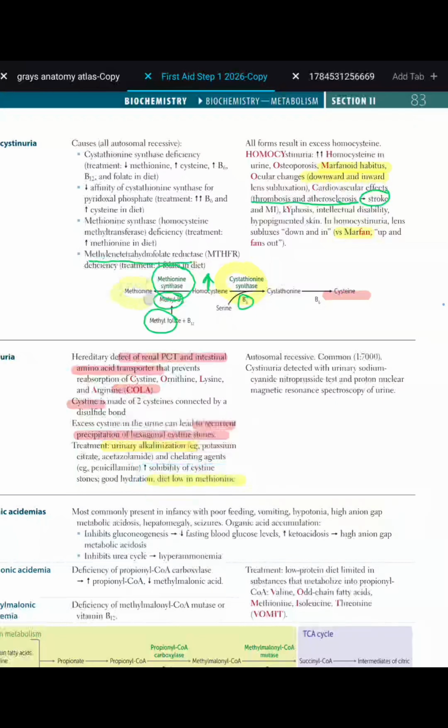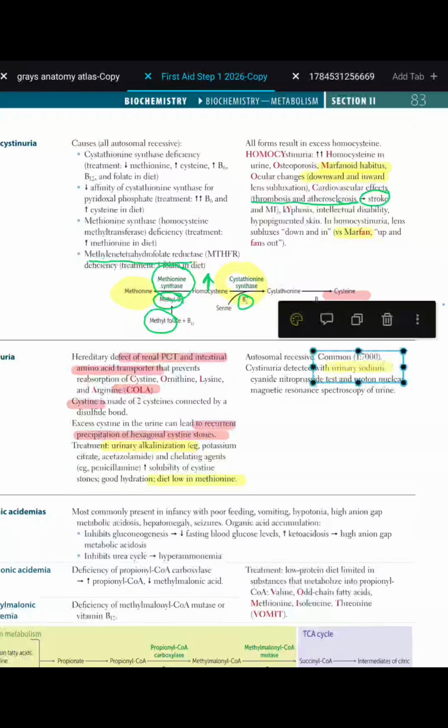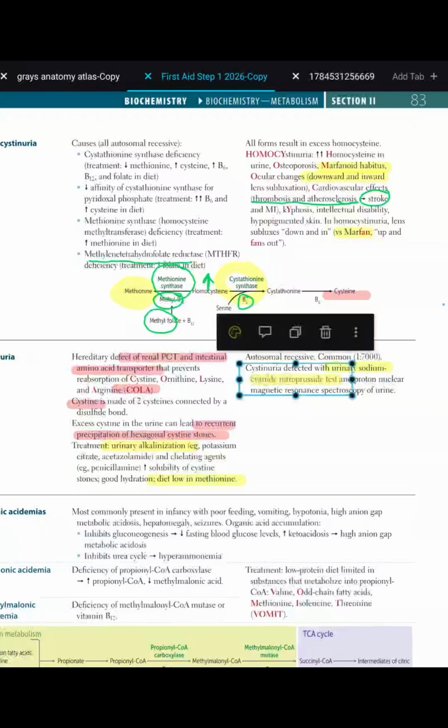In homocystinuria you have to increase methionine in the diet, while in cystinuria you have to avoid methionine. How can you confirm? You can do the urinary sodium cyanide nitroprusside test. It will come out positive. And remember that both of these amino acid disorders are autosomal recessive.